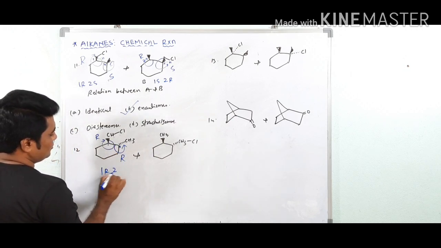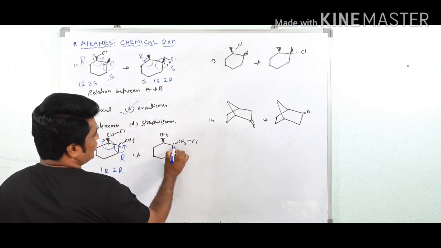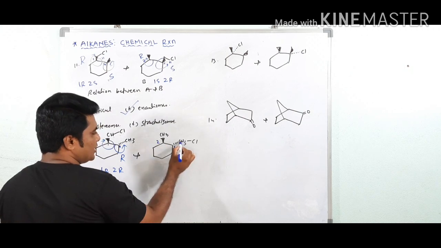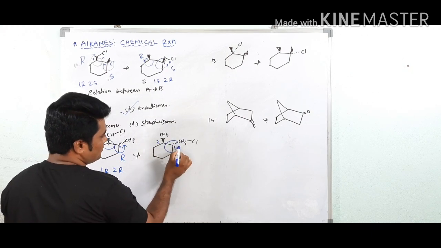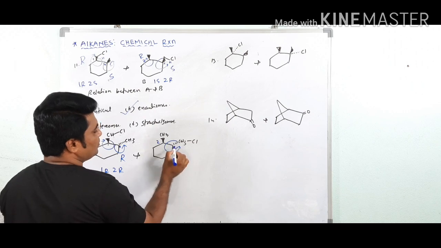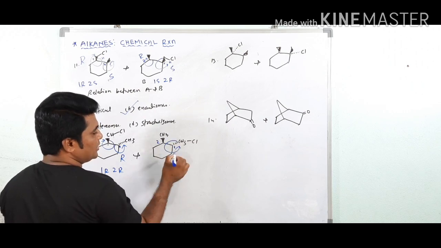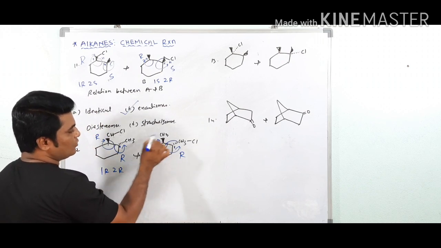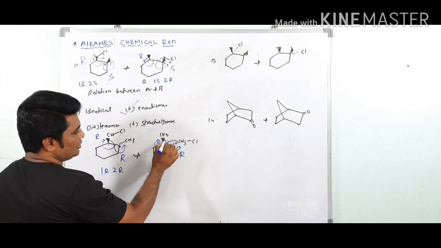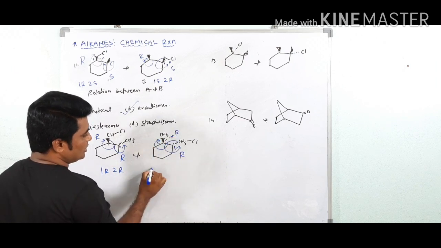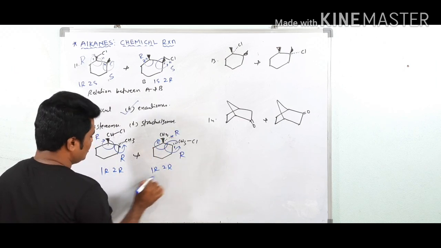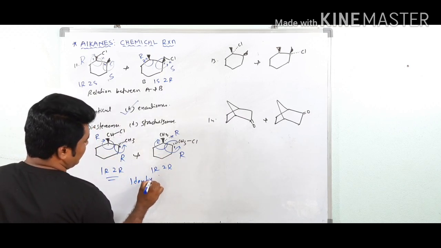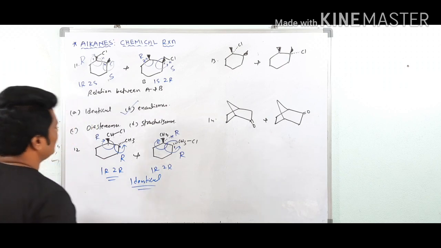Okay, now in this case, 1R, then 2R. Here first priority is 1, second is 2, according to the IUPAC rule. First, second, third, S. But the lowest priority hydrogen is above the plane, so it means R. And here also 1, 2, 3. This is R you are getting. Lowest priority below the plane, R. So again 1R, then 2R. So both are identical. Identical is the answer.